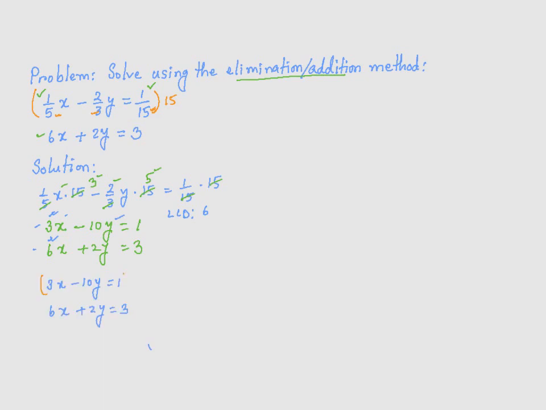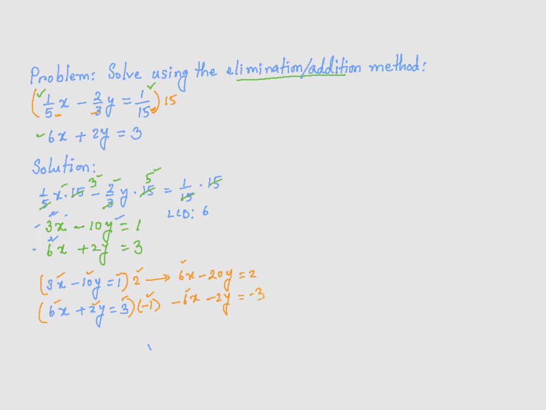Now let's multiply this equation by 2. If I do that, I get 2 times 3x is equal to 6x. 2 times negative 10y is negative 20y, and 2 times 1 is 2. And I'm going to multiply this one by negative 1. Negative 1 times 6 is negative 6x. Look, positive 6 and negative 6. When I add the resulting equations, they're going to go away. Negative 1 times 2y is negative 2y. Negative 1 times 3 is negative 3.